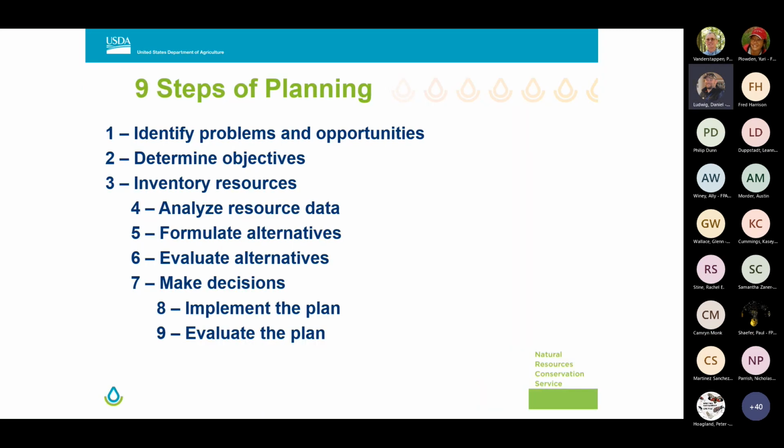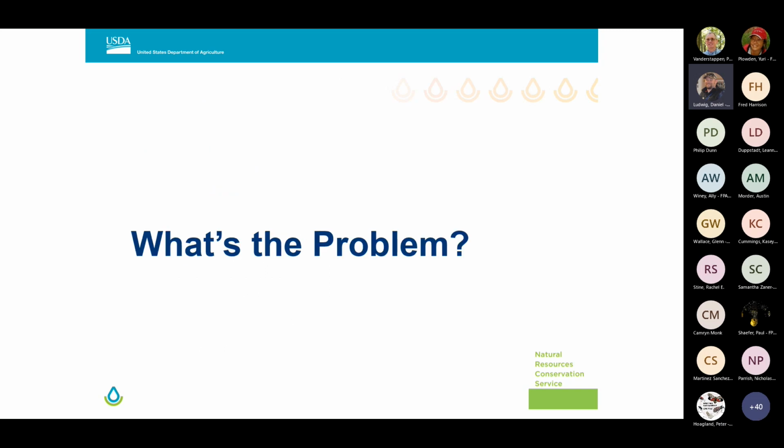Essentially, the 9 steps of planning is a standardized thing that's found in the Planning Procedures Handbook. It basically tells us those 9 steps that we would go through from the first time we're at the farm to when the plan actually gets implemented by the producer. What we're going to talk about in this presentation is going to focus on those first 3 steps. So first thing is we have to identify what's the problem.